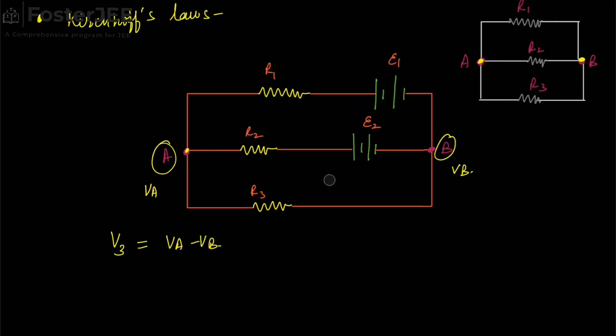Because of the presence of the battery, the potential difference across R2 will be some other quantity than VA minus VB, which will have the contribution of E2 also. Similarly, for the first branch, this whole branch will have the potential difference of VA minus VB, but this resistor R1 will have some effect of E1 also. Now, what effect does it have? That is dealt with in Kirchhoff's law. So now I hope it's clear why this circuit can't be easily broken into series and parallel combinations. To solve such complex circuits, we use Kirchhoff's laws.